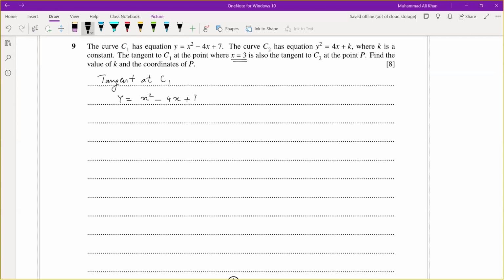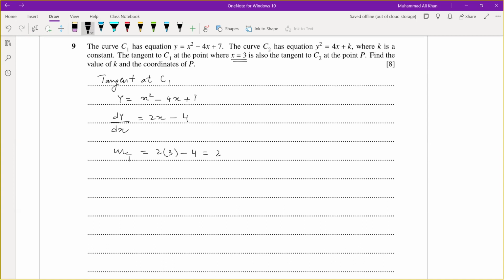Okay students, now after that, here tangent at C1. First here is the equation of the curve. Differentiate this to get the gradient of the tangent. dy over dx is 2x minus 4 at x equals 3. So the gradient of the tangent at x equals 3 will be 2 multiplied by 3 minus 4. 3 2s are 6, 6 minus 4 is 2. This is the gradient of the tangent.